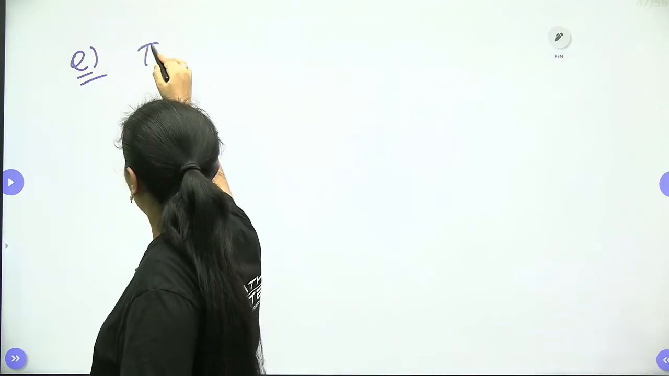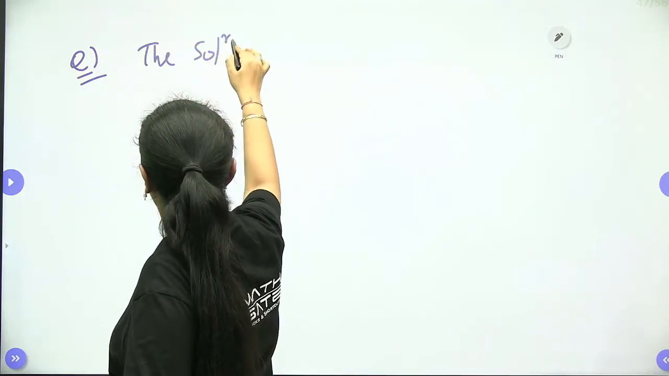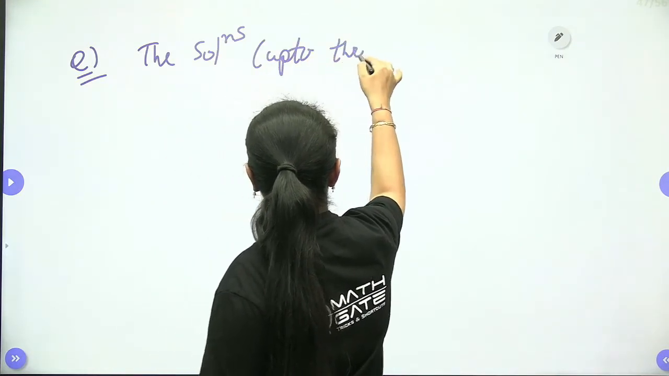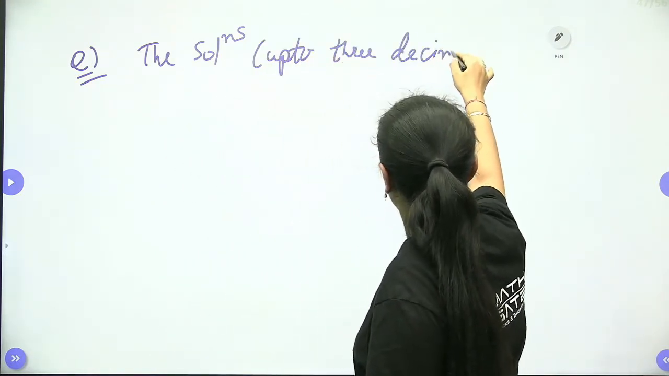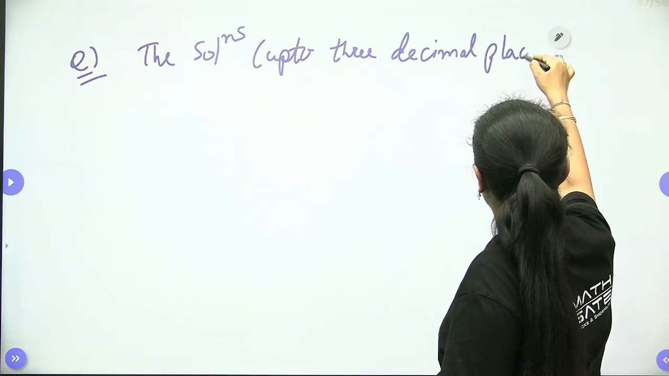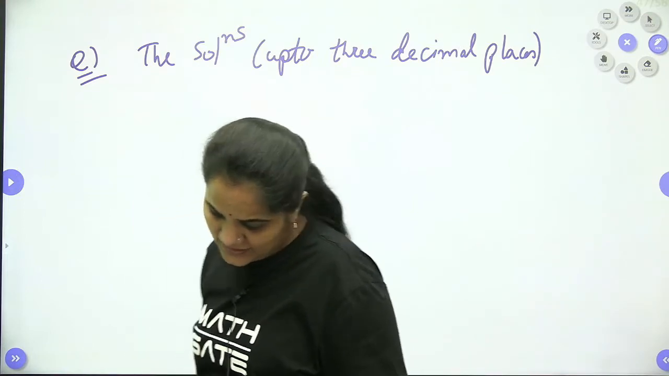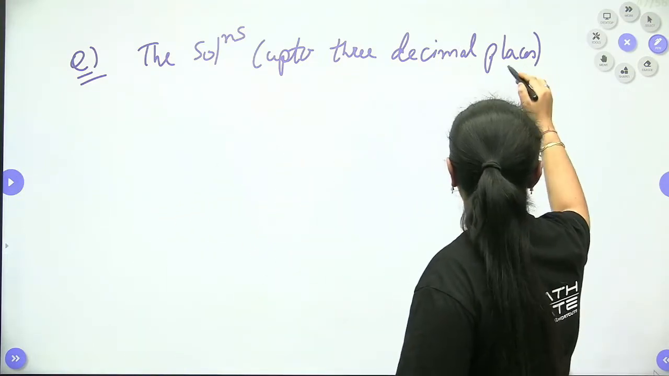The solution up to 3 decimal places. The question is talking about the solution up to 3 decimal places, dear students. At x equal to 1 of the differential equation, up to 3 decimal places.